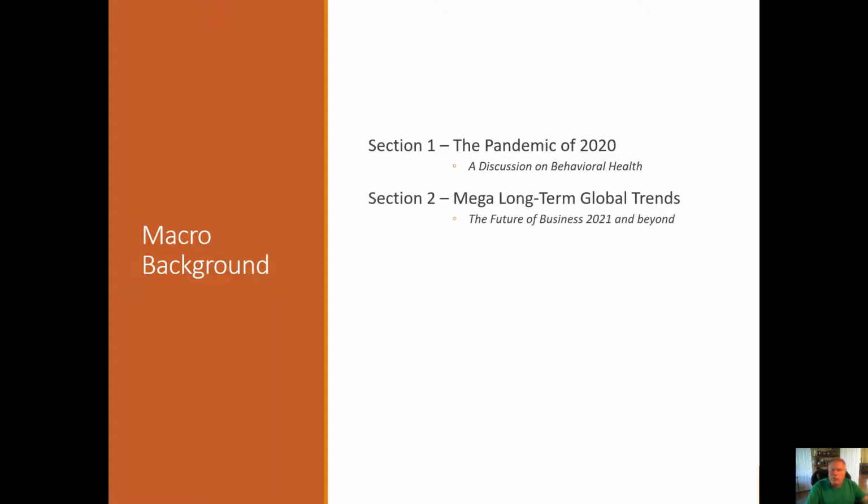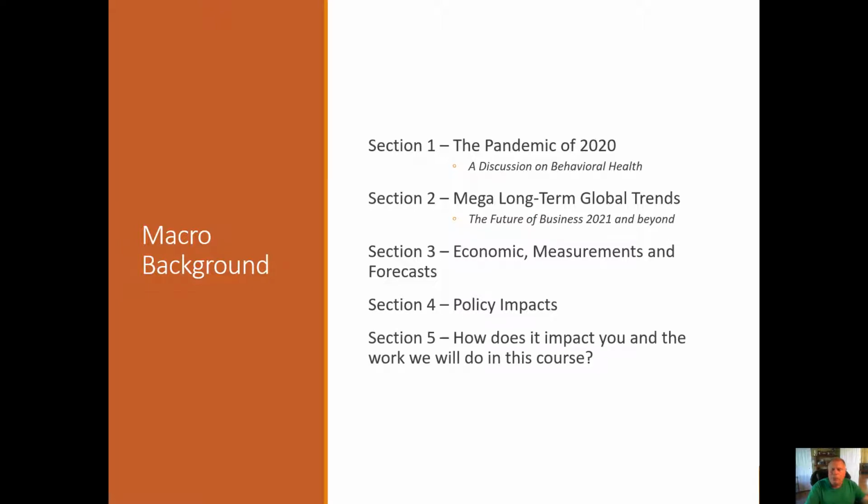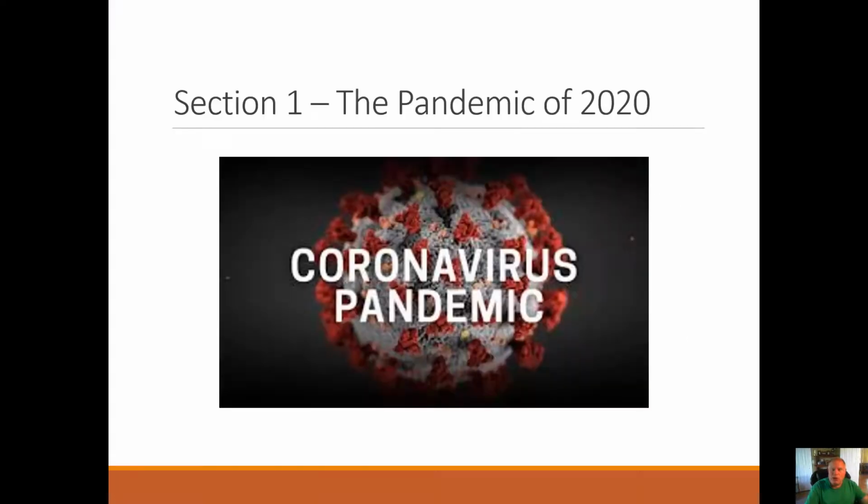What we're going to look at today is the pandemic of 2020, with a discussion on behavioral health. We're going to look at mega long-term global trends, the future of 2021 and beyond. We're going to take a look at economic measurements and forecasts. Then we'll wrap that up with policy impacts. Section 5 will be a brief discussion: how did this impact you personally and the work we will do in this class? So let's start with the pandemic of 2020, which each and every one of you has had personal experience with.